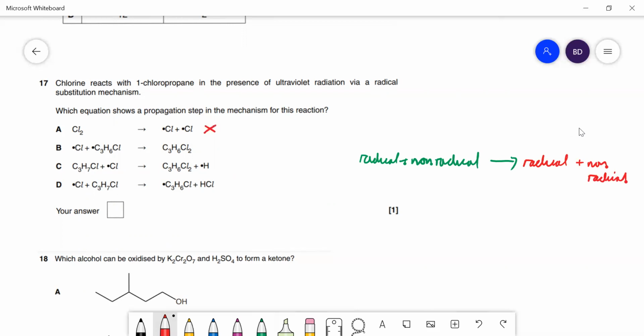That's initiation, isn't it? So you've got a non-radical forming 2 radicals. This one is a termination. You've got 2 free radicals coming together and joining up to form a bonding pair. So it's either got to be C or D. Now, D is the right answer there, because you always form HCl in one of the propagation steps. The hydrogen that comes off joins up with the chlorine free radical to form HCl. It doesn't form a hydrogen free radical there. So D is the right answer.